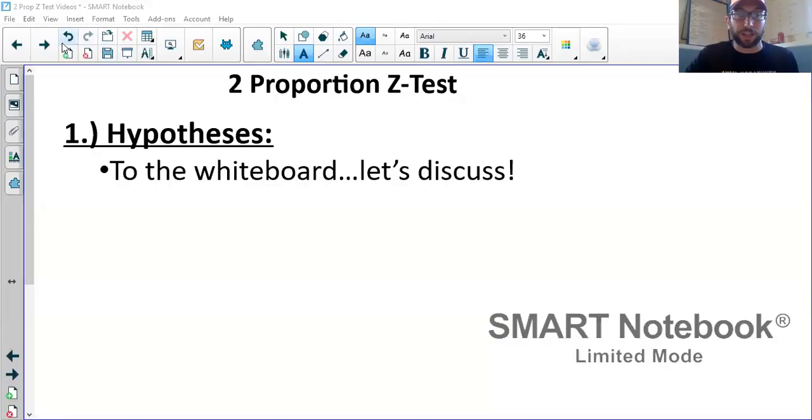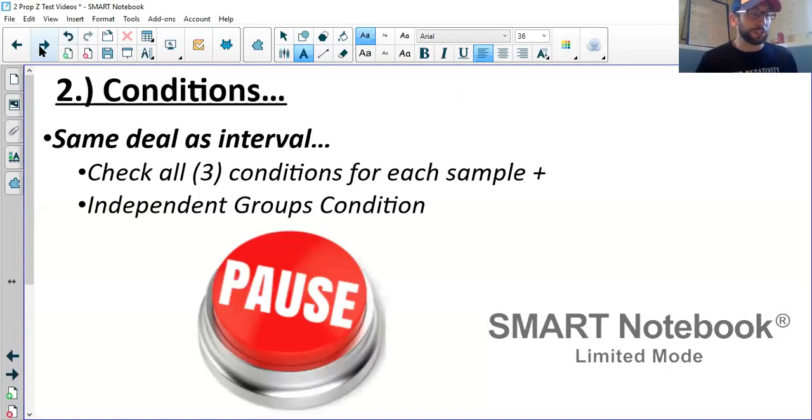Next step we have over here, we should know this: conditions. Same deal, we know the deal with the conditions. If you watched the 2 prop Z interval video, you already checked the conditions. So flip back in your notes and peek at those. If you have that stuff in your notes from the last video, I don't know that it's worth writing them down again. If you don't, take a minute, give it a pause here. You want to check the 3 conditions that we know for each sample, or for each group, maybe I should say. And then anytime we have 2 samples, we want to make sure that they're independent, which really just comes back to randomization. And again, we talked about that in the 2 prop Z interval video.